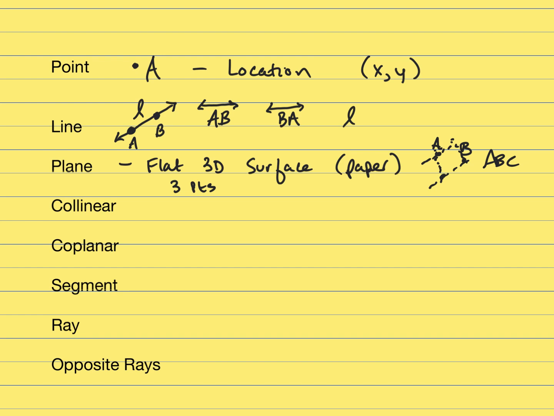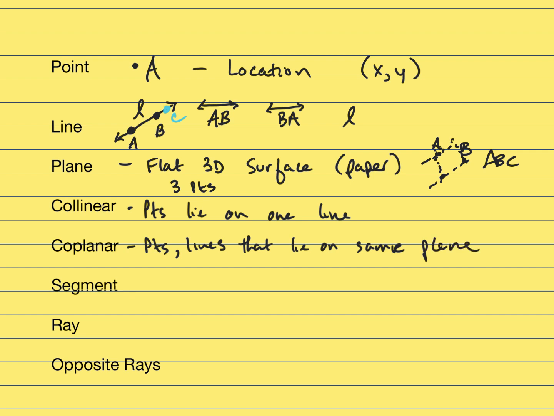Now, if points are collinear, that simply means they all lie on one line. If I go back up here and add another point C to this line, I'd say A, B are collinear, A, C are collinear, B, C are collinear, because they all lie on the same line together. If things are coplanar, these are points, but also lines, that are on the same plane. So that "co" just means they're all on the same thing together.